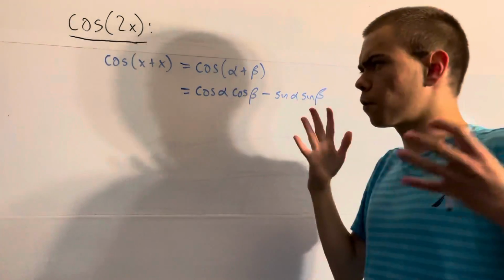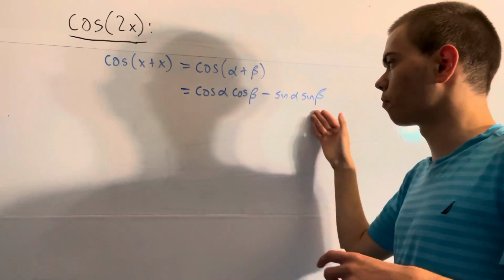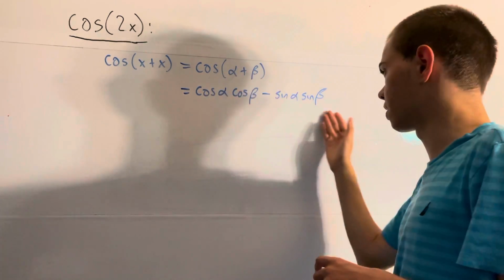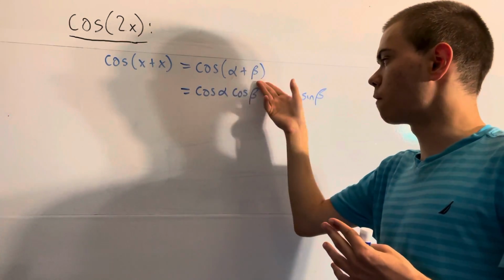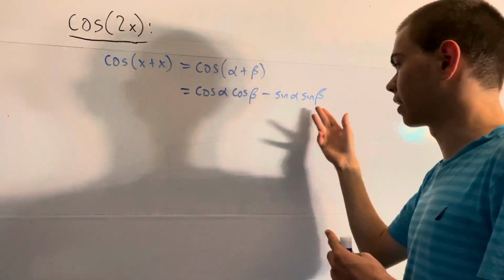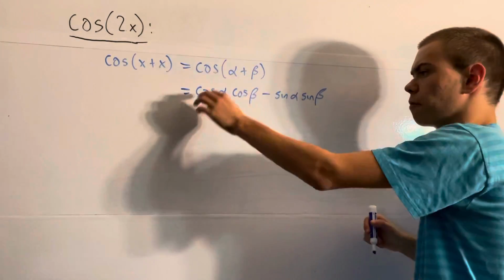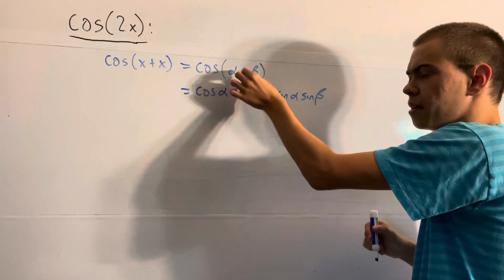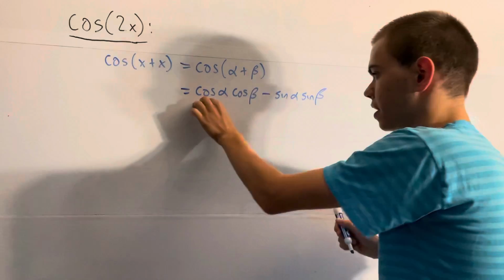Now, if you're really not sure where this comes from, if you're curious about why this is true, I have a video where I derive the cosine of alpha plus beta and find out why you can write it like this. And I'll put the link in the description if you want to see that. And so yeah, you guys are probably familiar with this as the cosine angle sum identity. And so yeah, this will result in this.